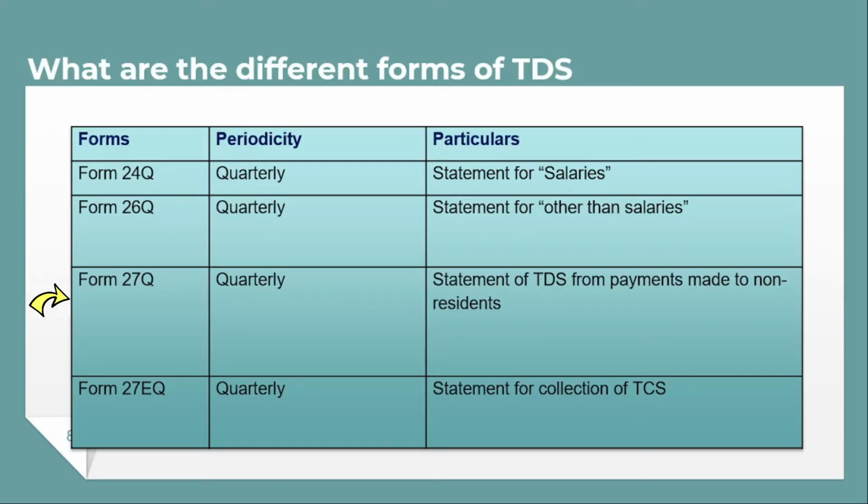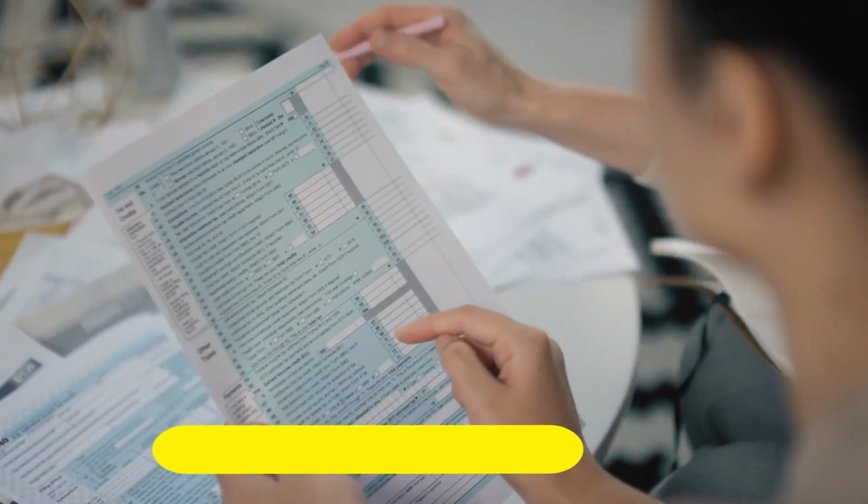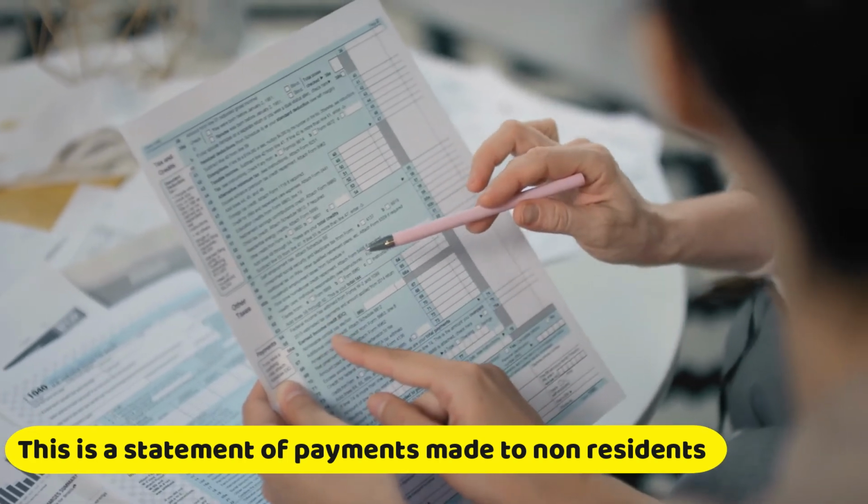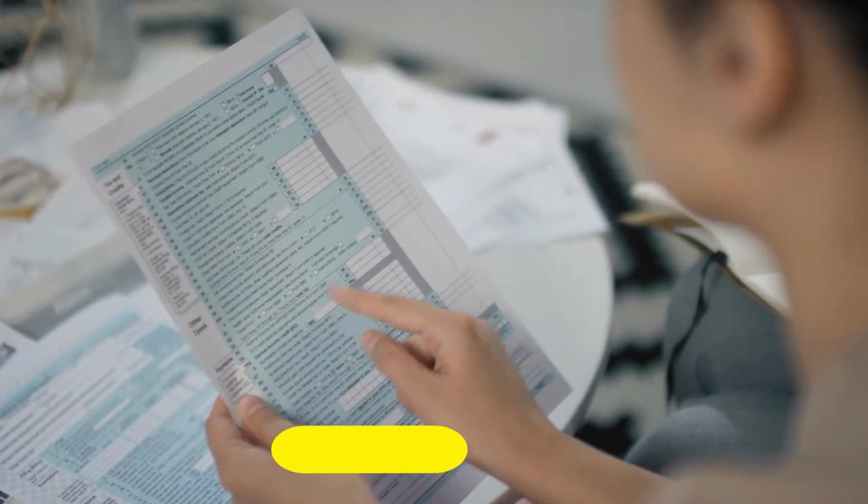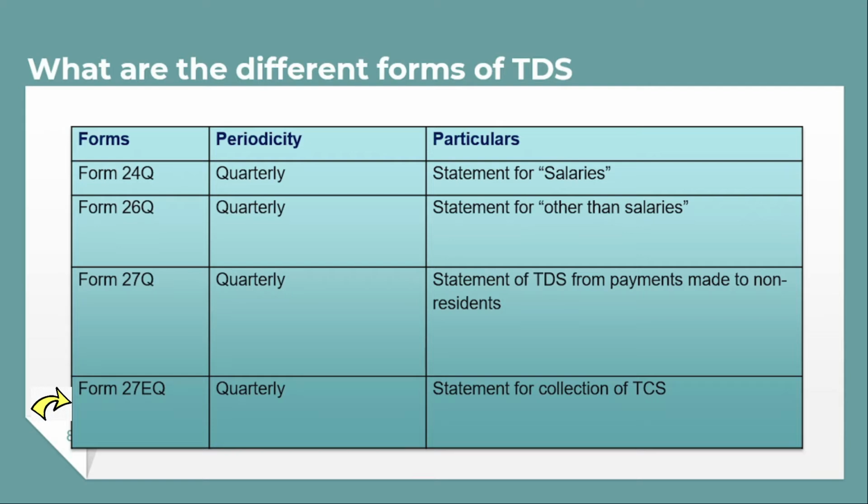Next is Form 27Q. The periodicity remains the same, that is quarterly, and this is the statement of TDS from payments made to non-residents. Next is Form 27EQ, which is also to be filed quarterly, and this is the statement for collection of TCS, that is tax collected at source.